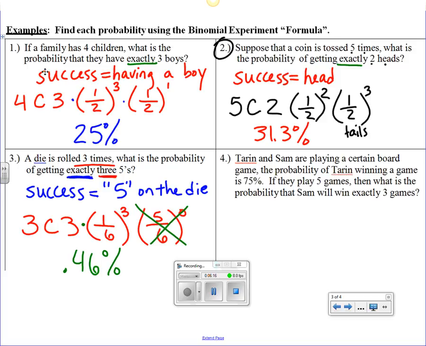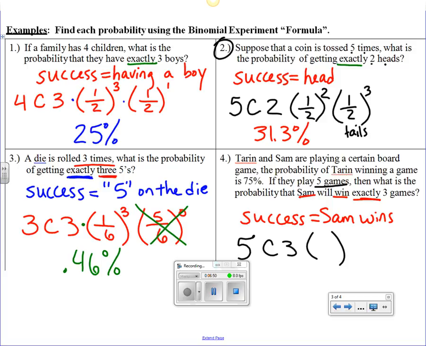Number 4, Taryn and Sam are playing a certain board game. The probability of Taryn winning a game is 75%. If they play 5 games, what is the probability that Sam will win exactly 3 games? So exactly is our keyword. What is a success in this one? Well, in this case, the success is that Sam wins. Well, how many total times are they playing? They're playing 5 games. And how many times do we want Sam to win? 3 games. Okay, once again, you really need to read carefully.